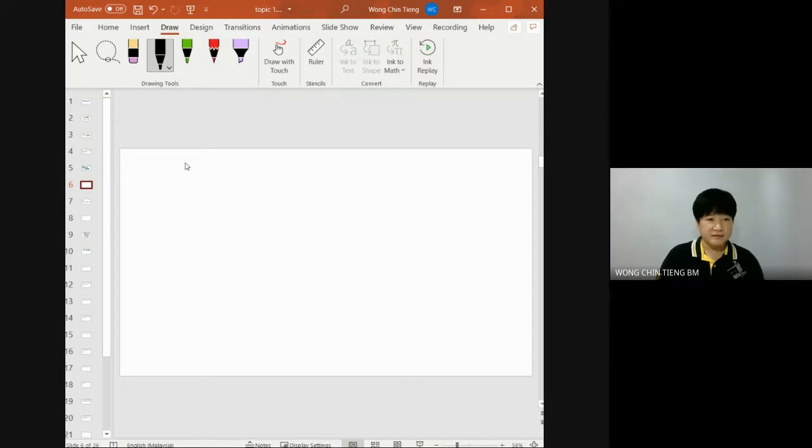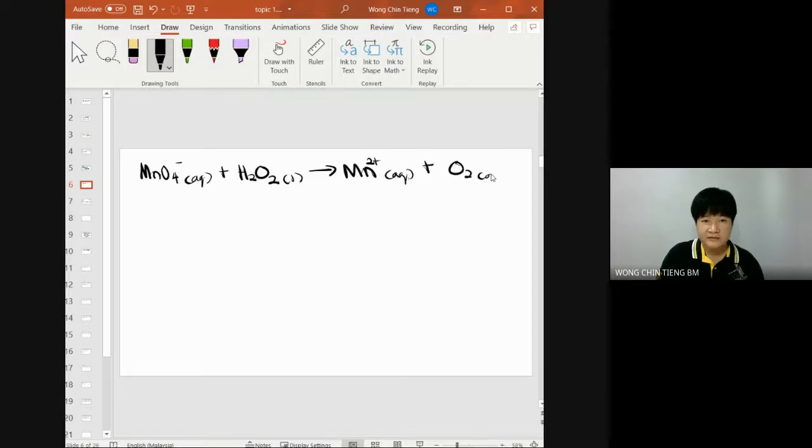I love this. Saya yakin soalan tutur ada. Tapi, peroxide saya tak ada. So, saya nak bagi peroxide. I have peroxide over here, H2O2 liquid. And then I'm forming Mn2 plus as always. And I form oxygen gas.